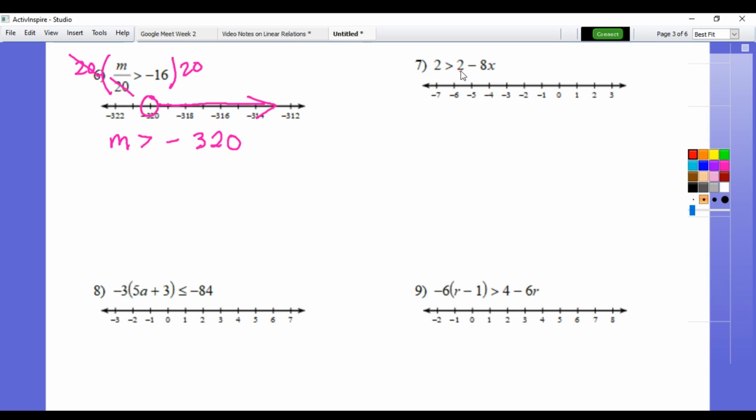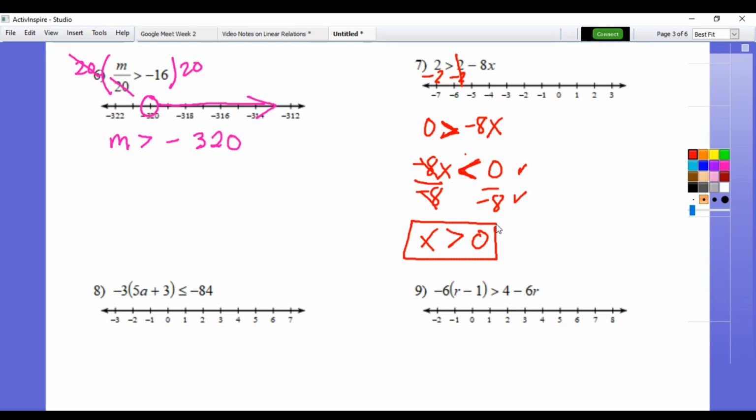Number 7, 2 is greater than 2 minus 8x. I can subtract 2 here, subtract 2 there. That will give me 0 is greater than -8x, since the 2s cancel. Again, I would like to have the variable on the left, so I'm going to have -8x is less than 0. The greater than here was pointing to the -8x, so it should still point to -8x, that's why it becomes less than. Divide by -8 here, divide by -8 there, cross it out. Every time you divide by a negative, what happens? It flips over. 0 divided by -8 is still 0, and that's my answer.